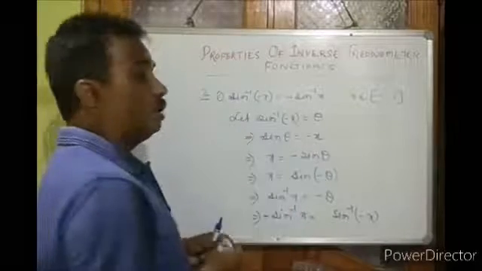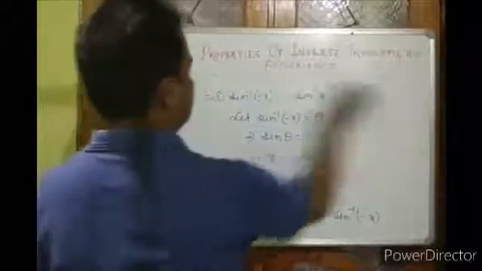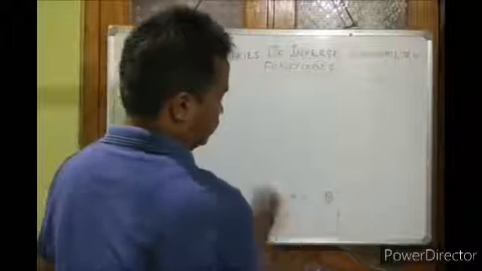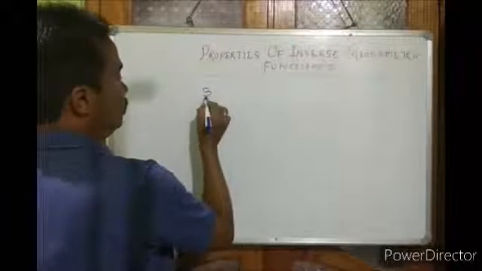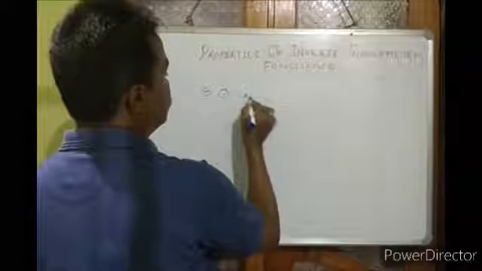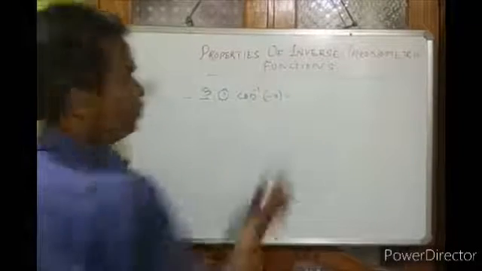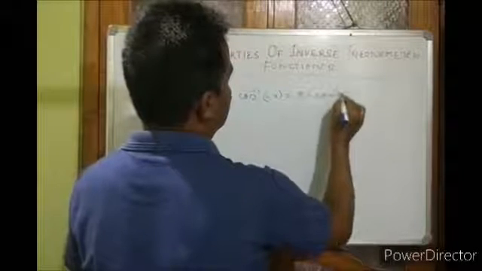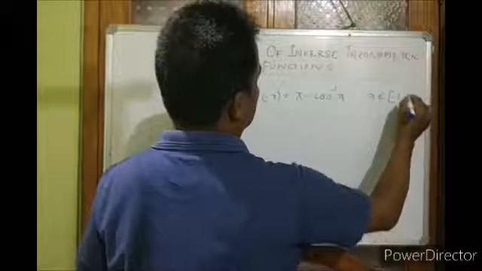Similarly, we can prove the other two properties as well. Next is another type of property. Number 1: cos inverse minus x is equal to pi minus cos inverse x, where x belongs to the closed interval minus 1 to plus 1.